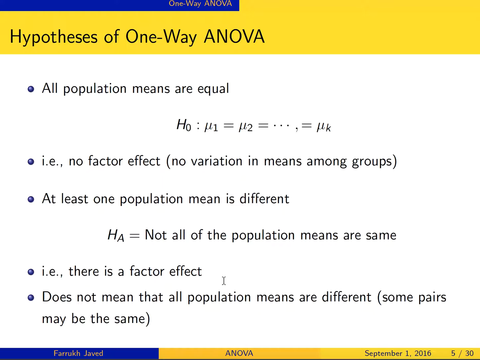So for these types of experiments, when we have more than two means, we go to ANOVA. Right now we are focusing on one-way ANOVA, and we use this method to answer this question. Sometimes all means may not be different at the same time. Some pairs may be the same, but there must be some difference among the pairs. That's why I mentioned earlier that at least one population mean is different.